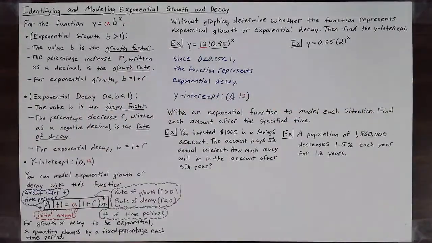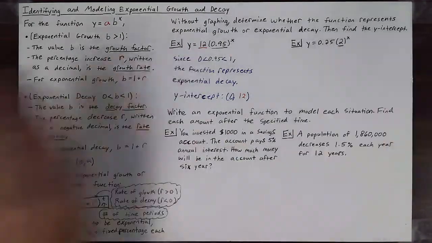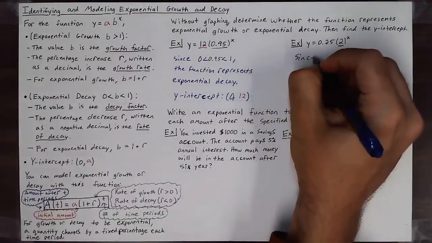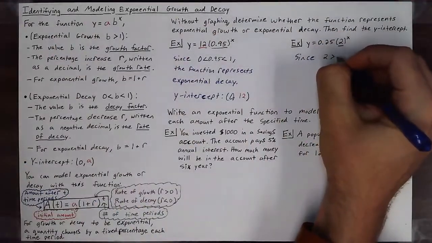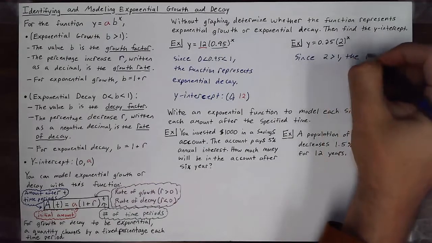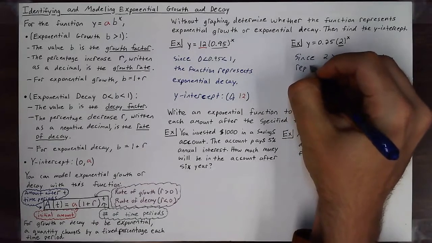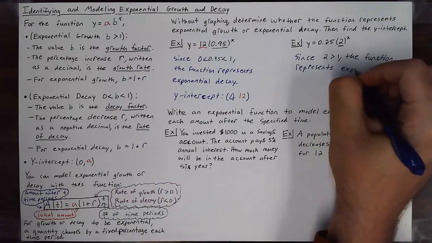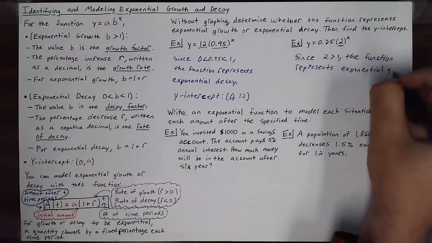Next up, let's look at y is equal to 0.25 times 2 to the x. Now, this 2 will be known as a growth factor because it's greater than 1. So since 2 is greater than 1, the function represents exponential growth. So we know that to the right, it's going to go upwards.